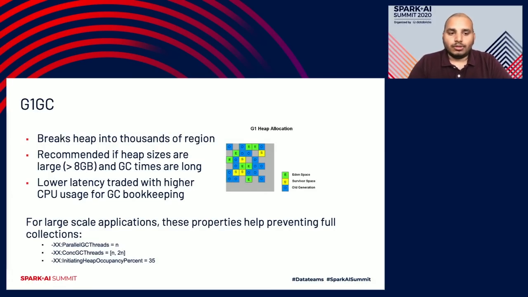Next, we're going to talk about the G1GC algorithm, which is a low latency and highly parallel collector. It works by breaking down the heap into thousands of evenly sized regions so that the GC threads can work on each region in parallel. We recommend this algorithm if you have heap sizes that are greater than 8 gigabytes, and if you're noticing long GC times, which was in our case. For large-scale applications such as ours, we found setting the three properties mentioned in the slide below especially helpful.